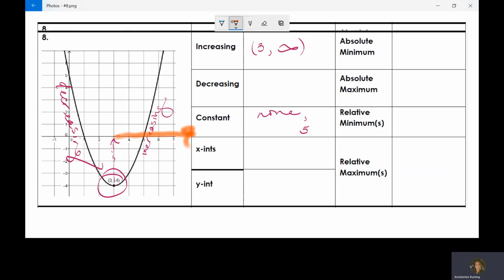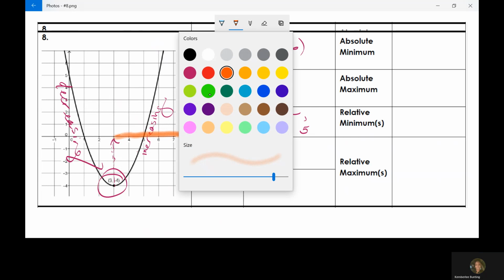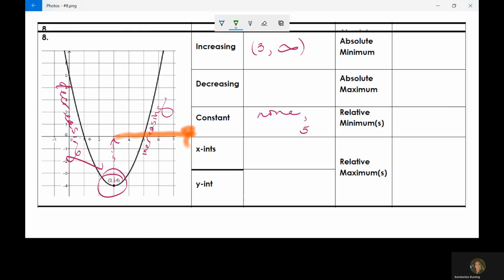Let me change my color. So there's the point, shimmy up, shimmy up, shimmy up. This is where I start to decrease. But where do I begin to decrease? That's where I begin to decrease? Negative infinity. Be careful, not -4. Where'd you get -4 from? Oh, here?